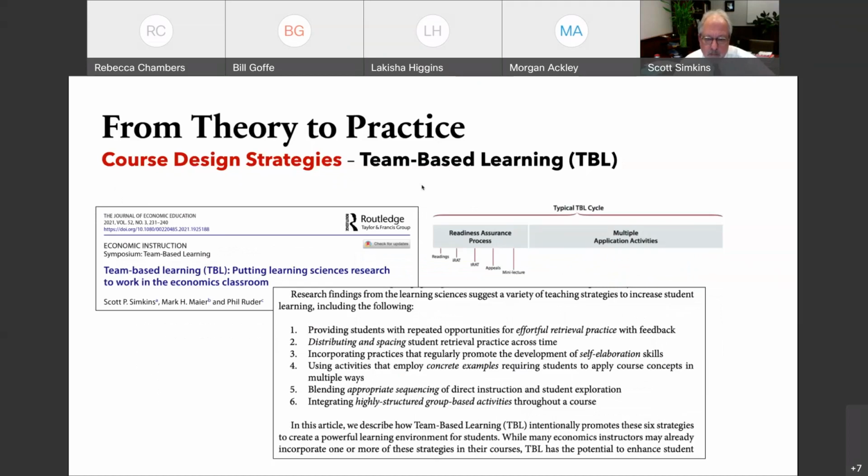Team-based learning is a whole course structure, and the paper referenced here is just current this summer. There are 6 different kinds of strategies that we show really undergird team-based learning, or team-based learning is informed by these cognitive science principles: spacing, distributed practice, effortful retrieval, concrete examples, etc. So again, it's thinking about how you might structure a whole course, and how you might implement these kinds of strategies throughout a course.